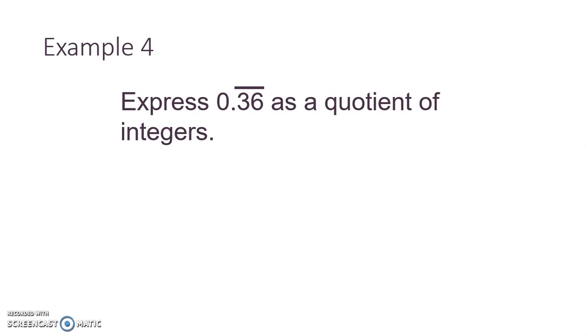So, we want to change 0.36 repeating as a quotient of integers. That just means we want to write it as a fraction. So a quotient of integers means write it as a fraction.